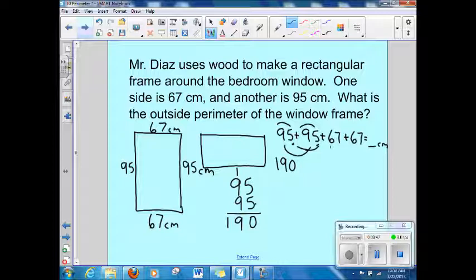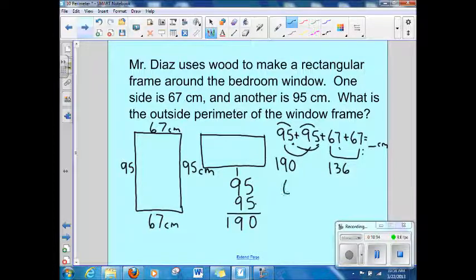Now, if I take a look at 67 and 67, I know that 67, if I round it up to the nearest 10, that's 70. 70 and 70 is 140. But this is 3 less than 70, and this is 3 less than 70. So it must be 6 less than 140 because 3 and 3 is 6. 6 less than 140 must be 134.